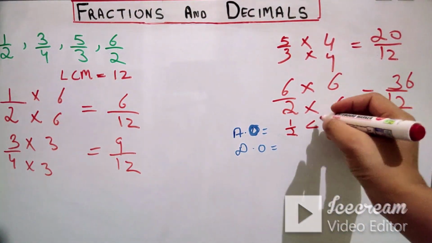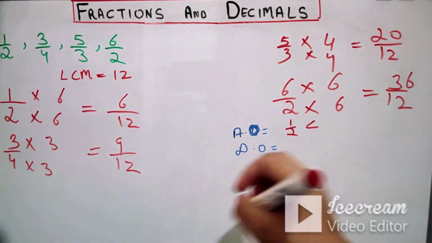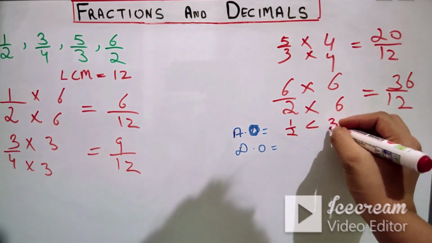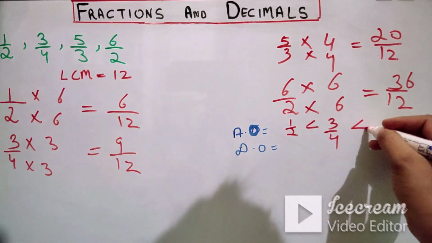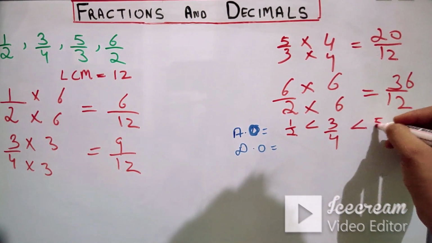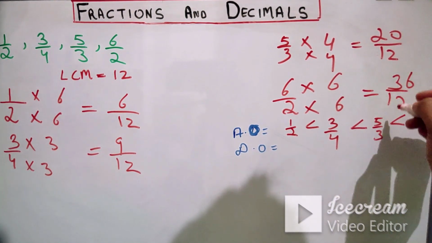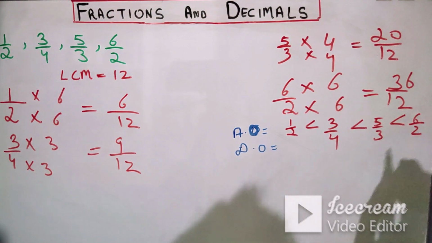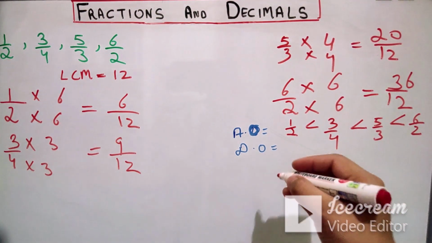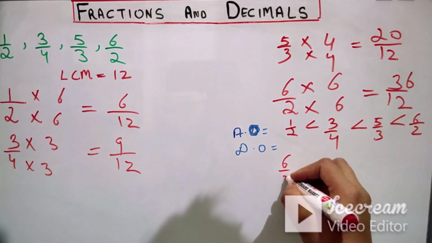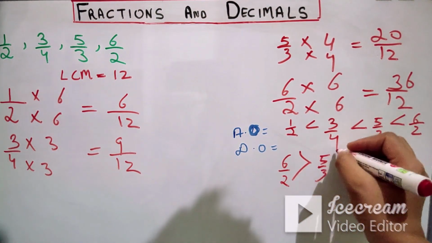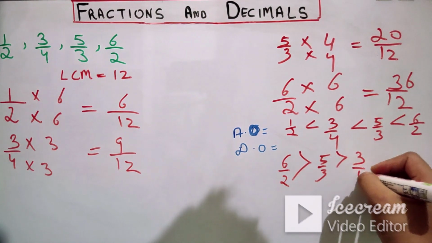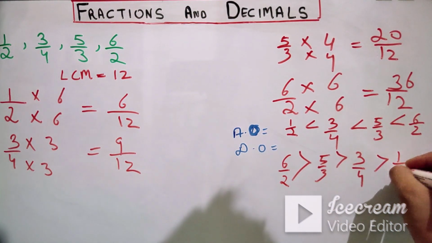We will do it like this. The next fraction after 6 by 12 is 9 by 12. That means 3 by 4 is the original fraction here. Then after that the next is 5 by 3. The next we have is 36 by 12. The original one is 6 by 2. Now how will we do the descending order? 6 by 2, then 5 by 3, then 3 by 4, and at last 1 by 2.